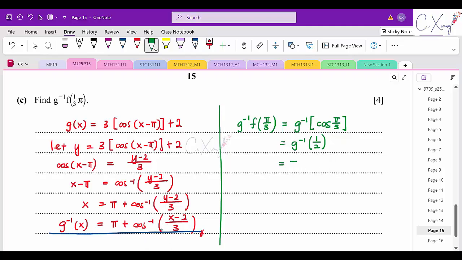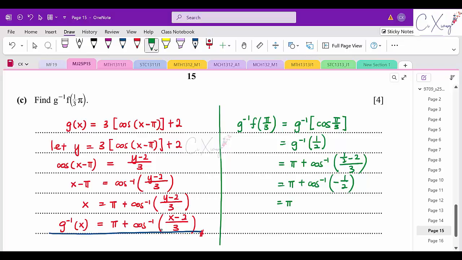So what do we have? We're having pi, then plus cos inverse, half minus 2 over 3. So half minus 2 over 3. What's the value that I get here? Okay, if you try to simplify it, you'll be having negative half.